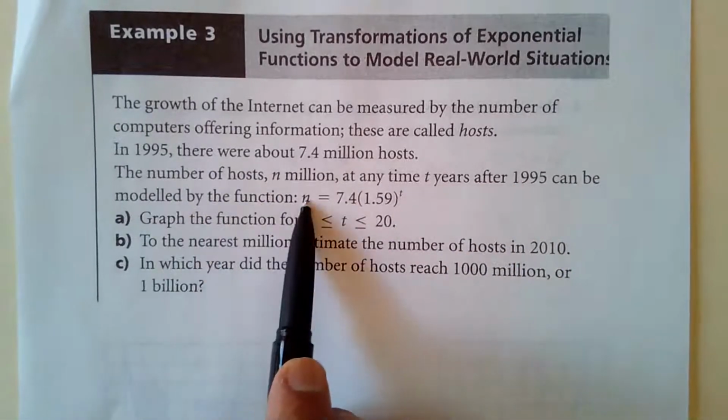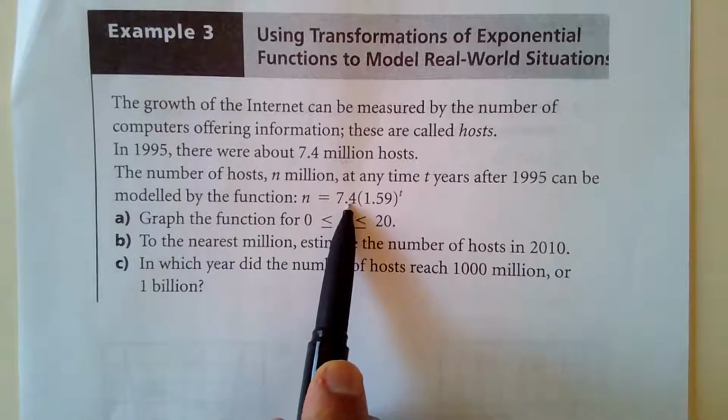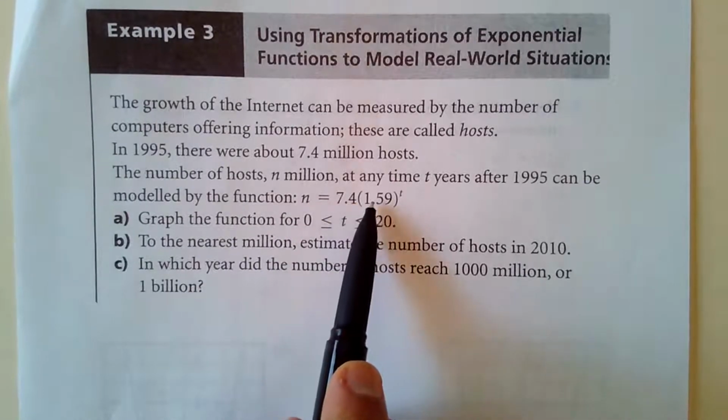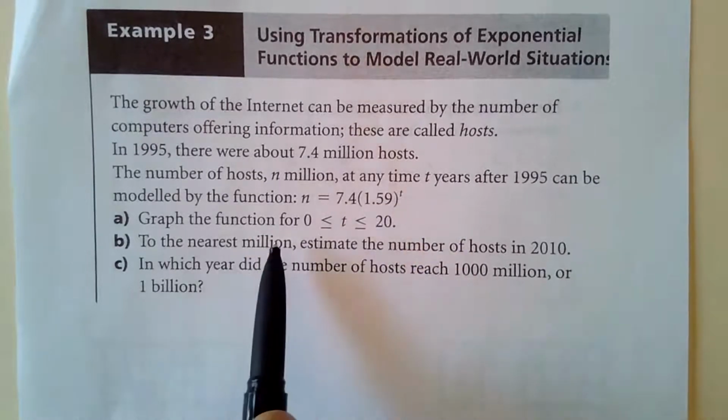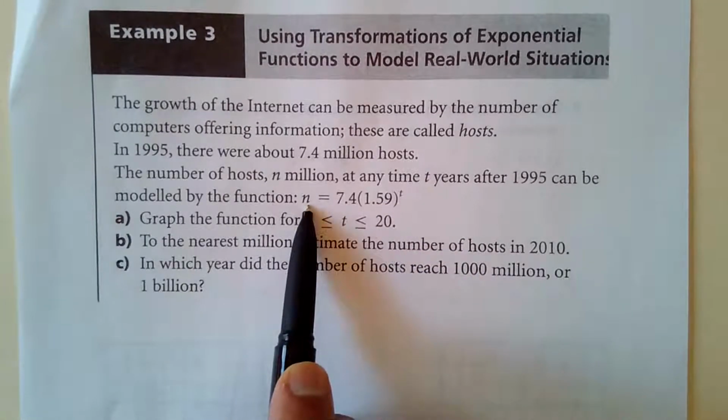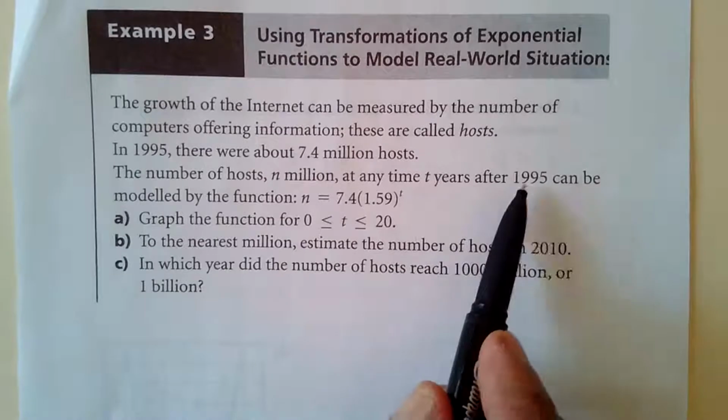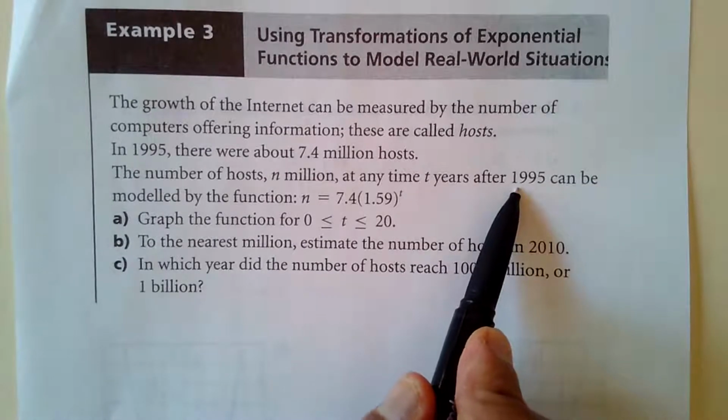The number of hosts in n millions at any time t years after 1995 can be modeled by the function n equals 7.4 times 1.59 to the power t. T is for time. N is the number of hosts in millions, by the way. So we're looking at millions here. The year we're starting off is 1995.